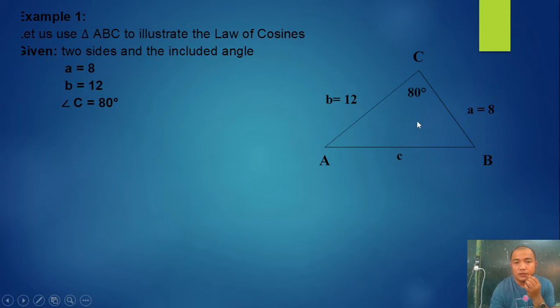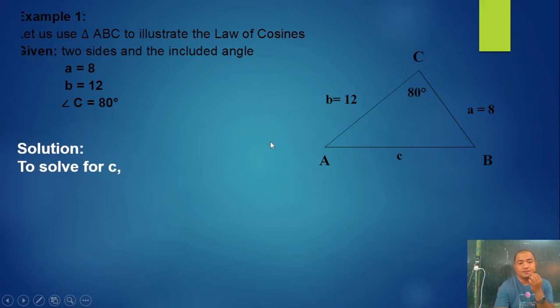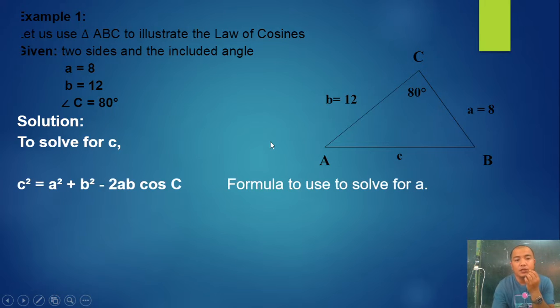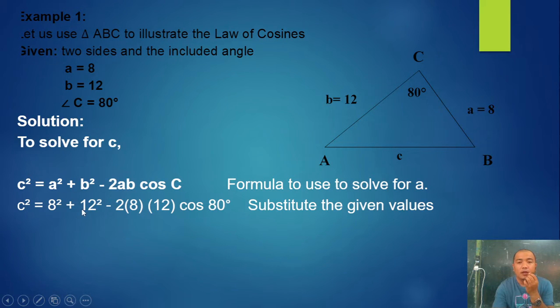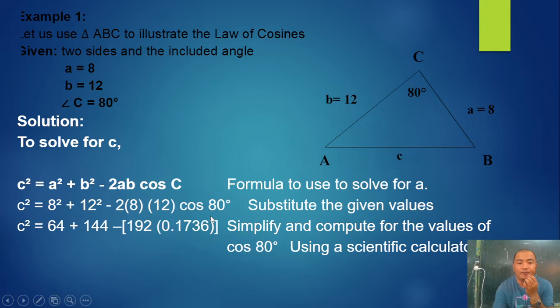Let us try to solve this triangle. Given two sides and the included angle: side b is 12, side a is 8, angle C is 80 degrees. Find side c and the two other angles. To solve for c, we're going to use this formula: c squared equals a squared plus b squared minus 2ab times cosine C. Substitution: 8 squared plus 12 squared minus 2 times 8 times 12 times cosine 80.